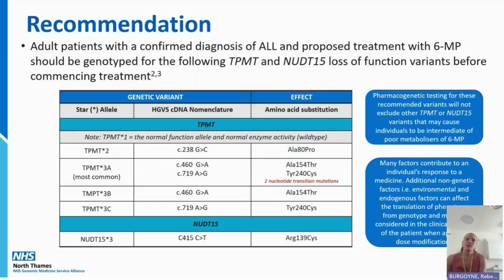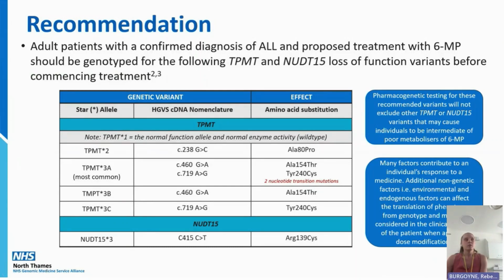For any adult patient with a confirmed diagnosis of ALL and proposed treatment with 6MP, they should be genotyped for the following TPMT and NUDT15 variant alleles before they start treatment. So for the TPMT, it's the 4 that we were speaking about: star 2, star 3A, which is the most common, star 3B and star 3C, and then NUDT15 star 3.